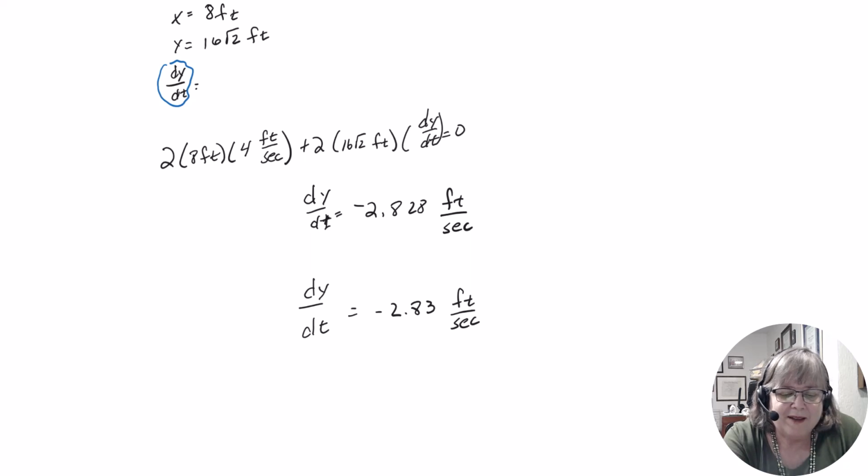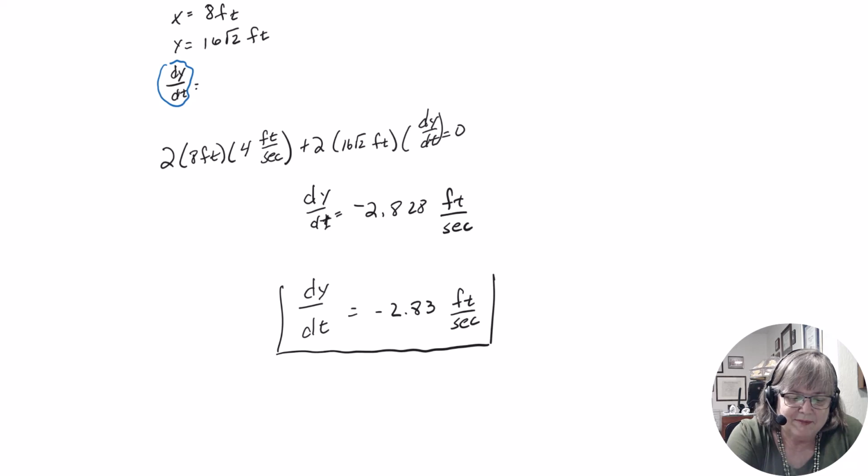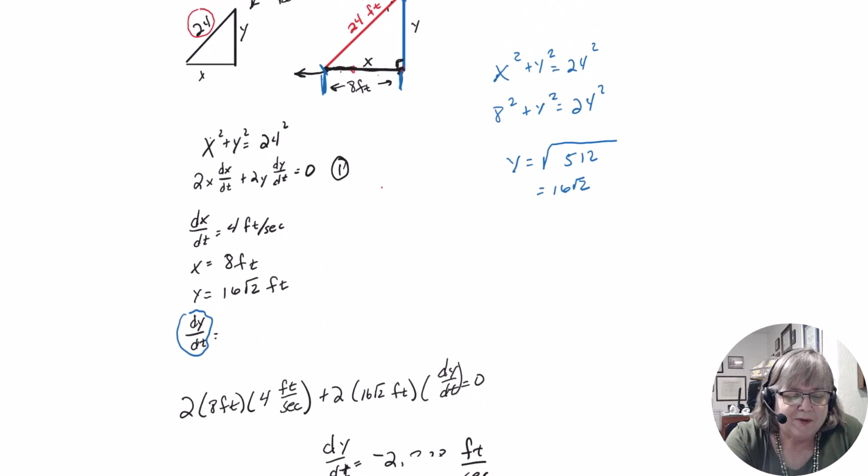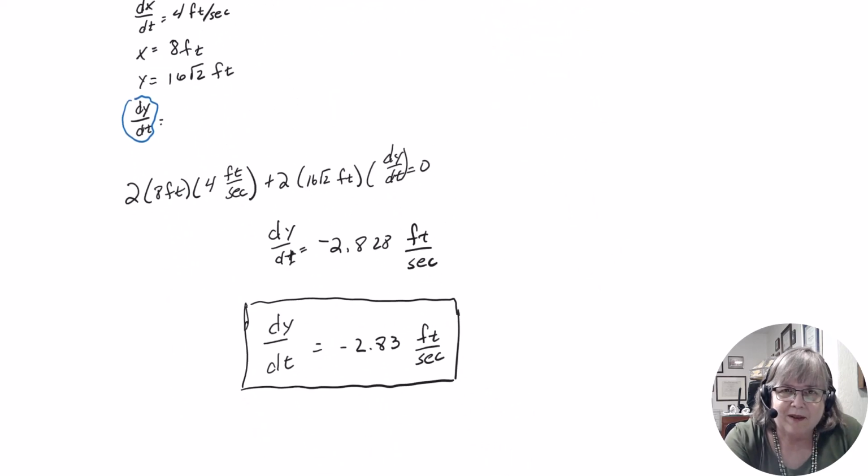All right, and the negative just says that it's going in the negative y direction because it's sliding down. So that kind of makes sense. And I think it's reasonable, right? If the base is moving at 4 feet per second, you wouldn't want the top of the ladder to be going at like 16 feet per second or something like that.